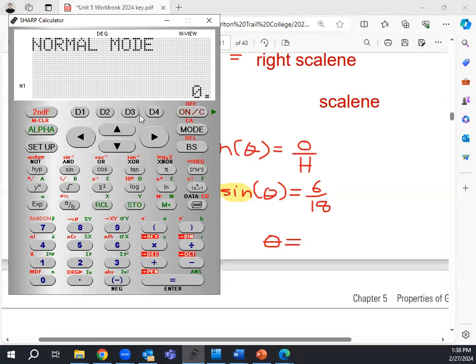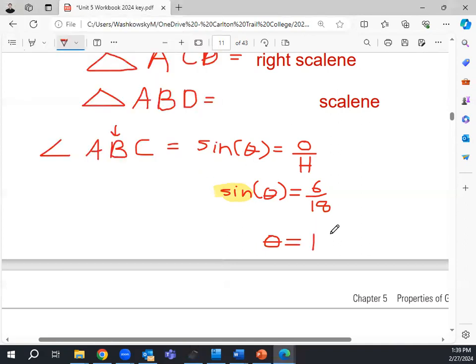How do you trick it? You use your second function symbol. This is called the inverse. So sine to the power of -1. Again, I got that with second function, sine. And then just put your fraction in there, 6 over 18. That gives 19.4, we'll say 19.5. Actually, no, it's an angle. We're just going to say it's 19. Let's just keep it simple, unless it specifies.